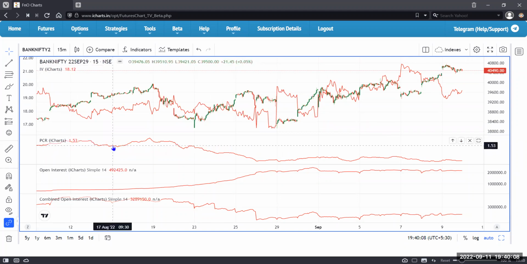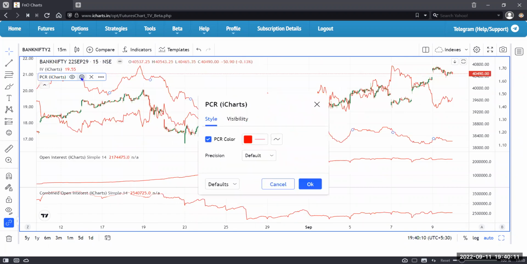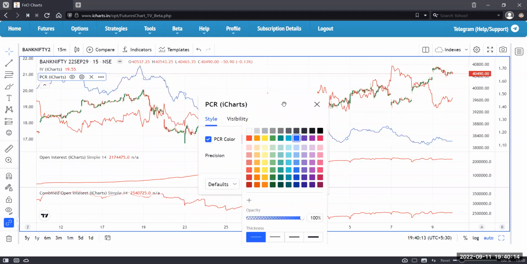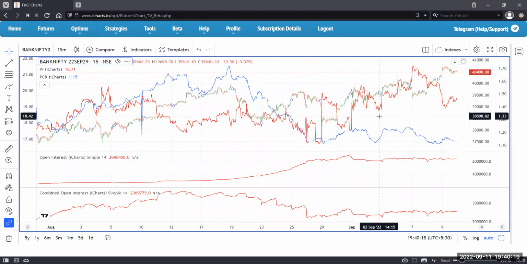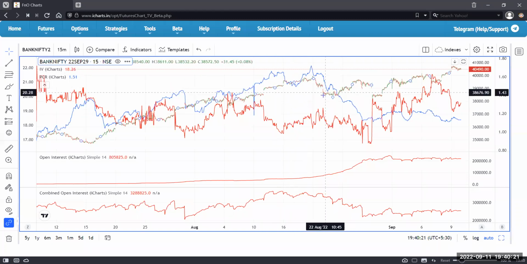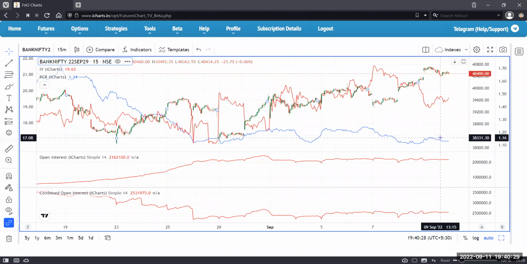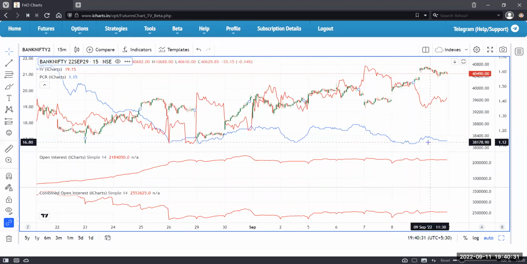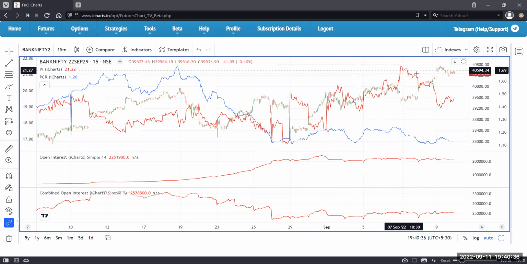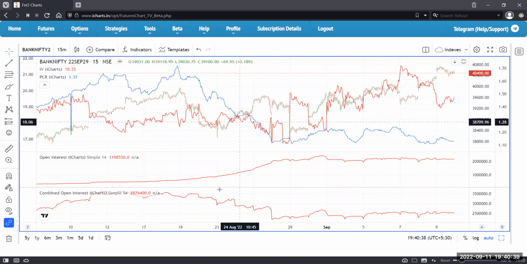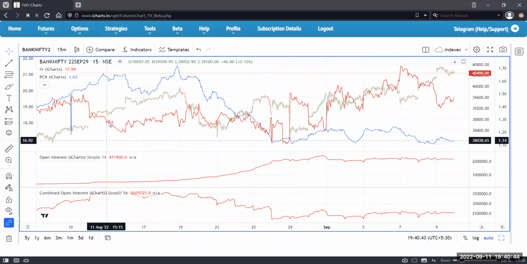This again will be far more useful once you drop it over here, and then you can change the color this way. The idea is that whenever PCR is going up, overall it is bullish. When it is coming down, it is overall bearish. At the moment, it is more or less sideways to bearish as per PCR. And this red line is the IV. You can either view it here below, or you can move it to the chart. Just click and drag and put it here.